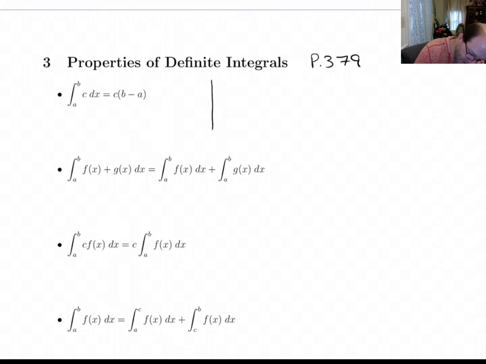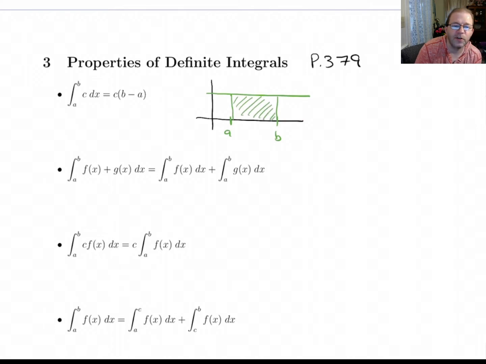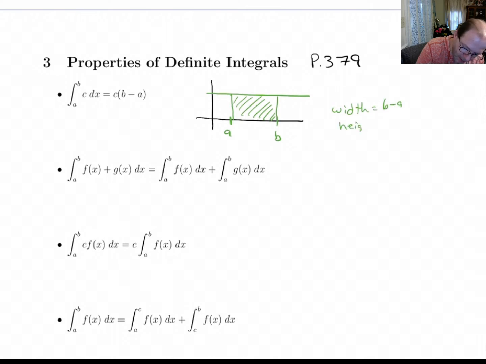And that makes good sense because if you've got a constant function, let's say your function is going across here, and you're going from a to b, then the area underneath here is just a plain rectangle, and the width of the thing is b minus a, and the height is c. So that gives you the area right there.